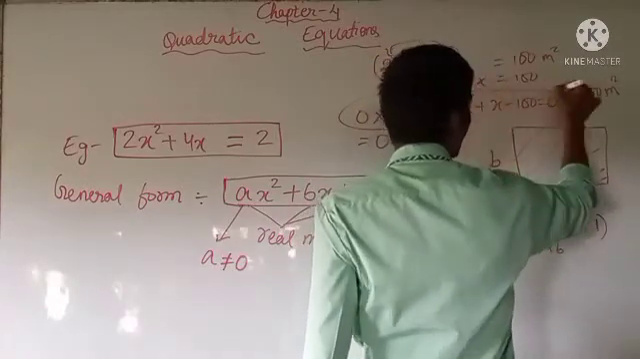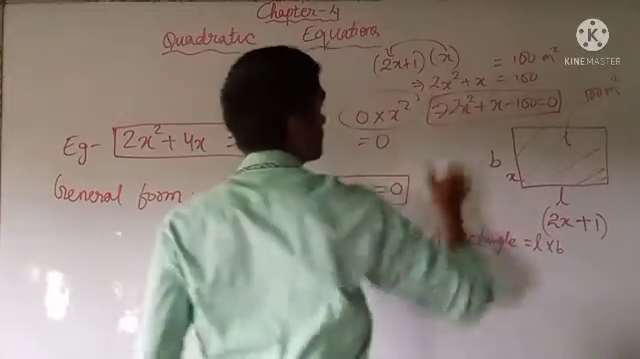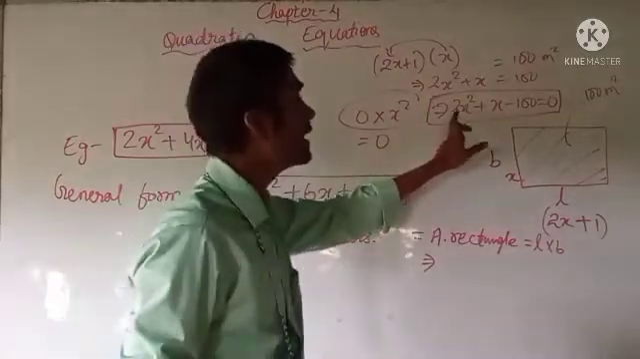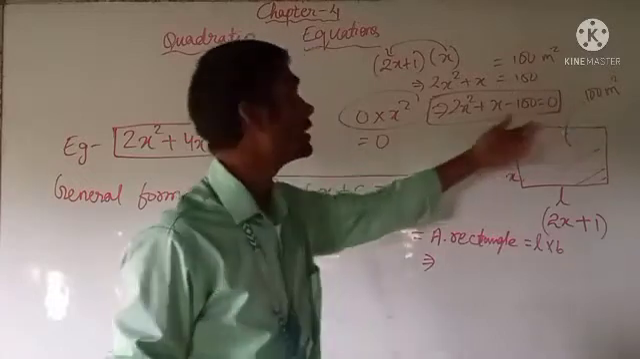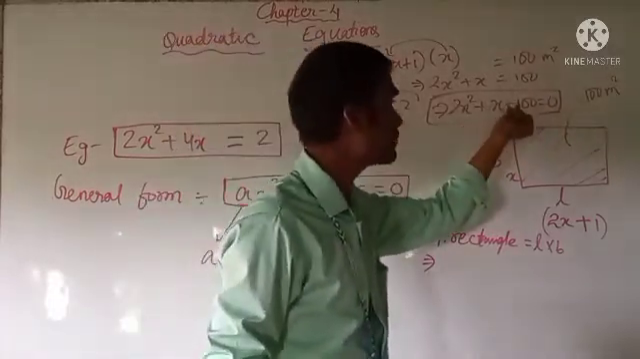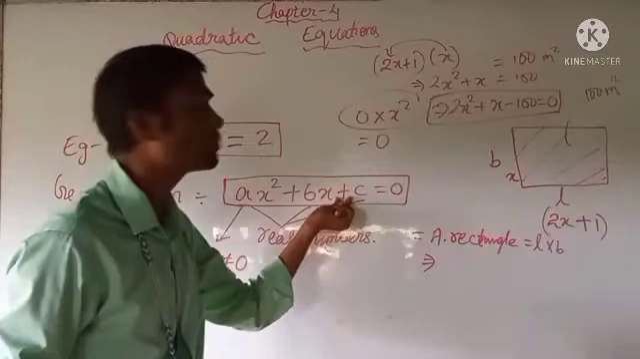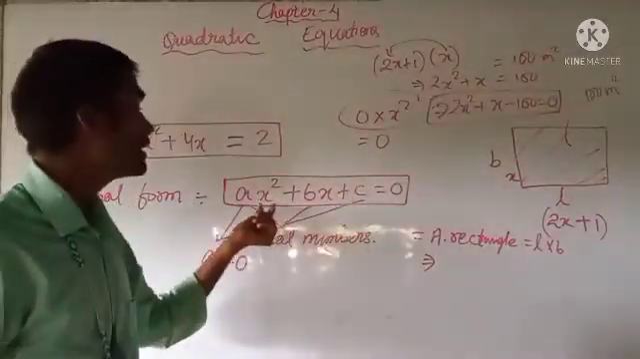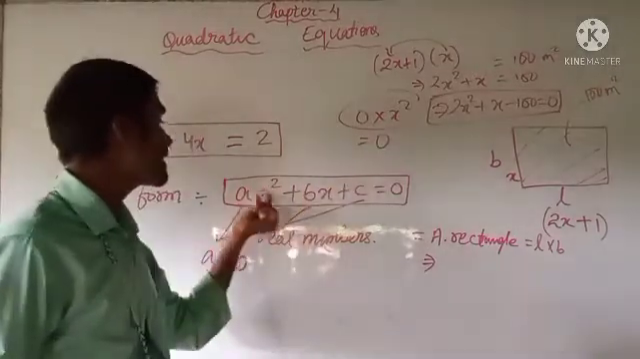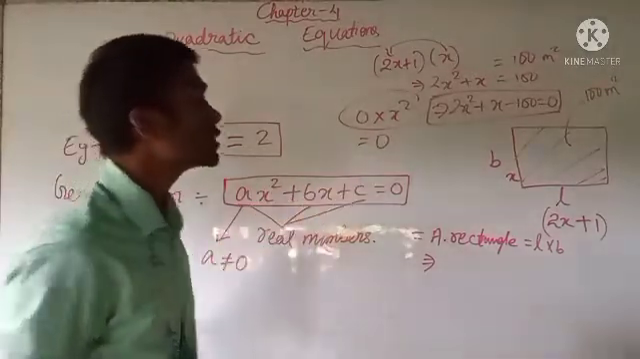Now it forms a quadratic equation because it is of the form ax square plus bx plus c is equal to 0. Here the sign may be different: here it is minus, while in our general form we wrote plus, but it can be different. No problem with that sign, but it is of the form ax square plus bx plus c.